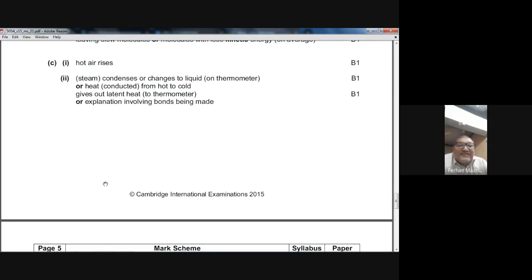So when that condensation takes place, you see, the latent heat of vaporization is given out by the steam. The latent heat of the steam is given to the thermometer, and the mercury in the thermometer will rise upward. What do you say?